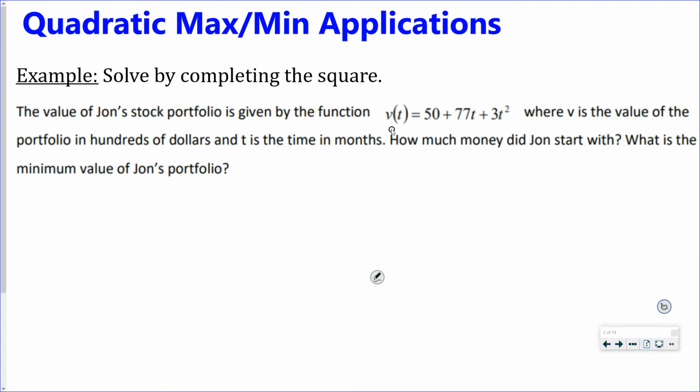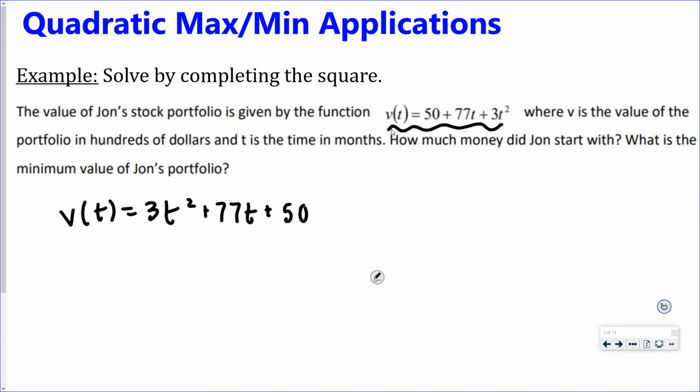Okay, this is kind of written in a weird order. You guys are used to seeing the quadratic term written first. So I'm going to rewrite this, like so. What form is this in? Standard form. Yep, standard form.